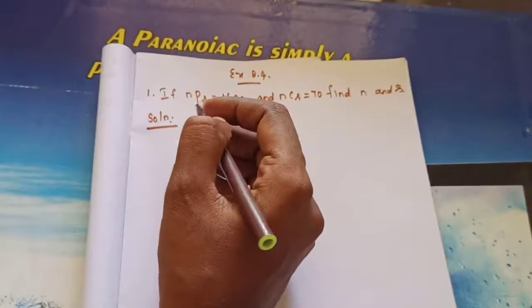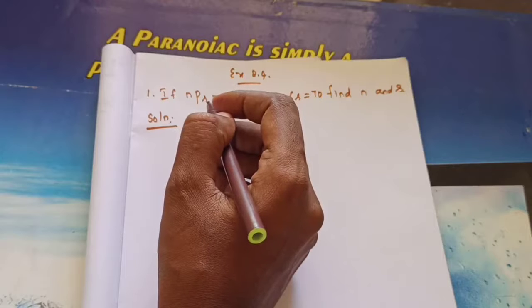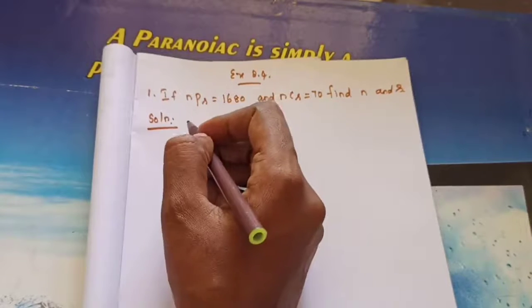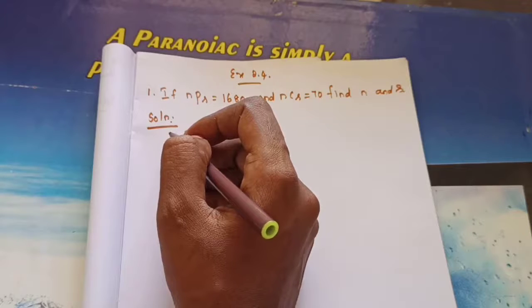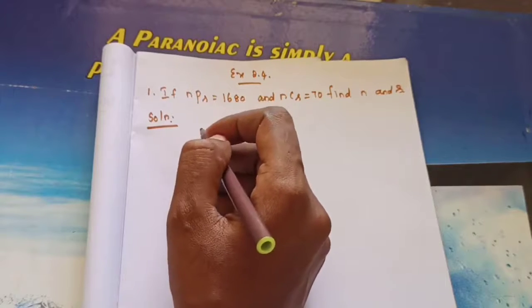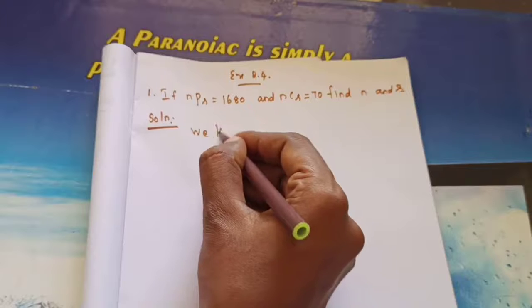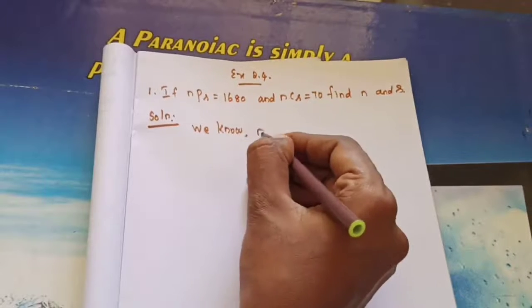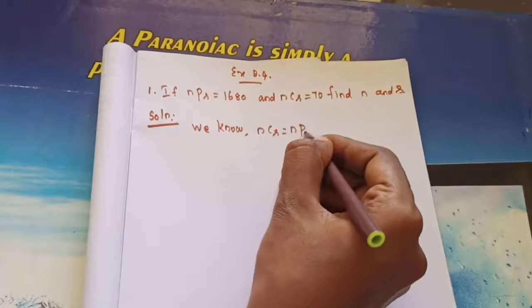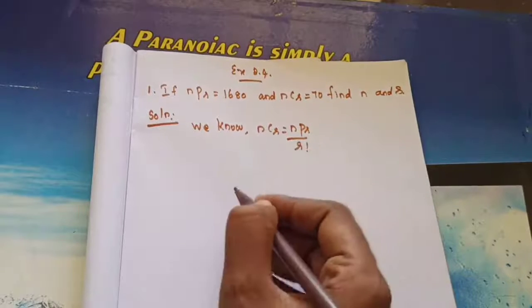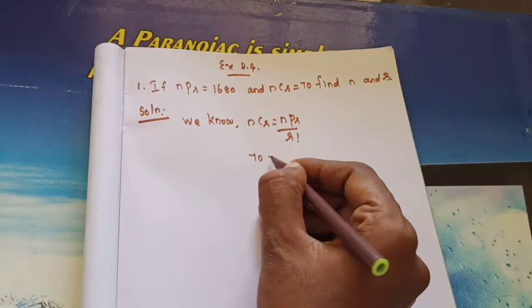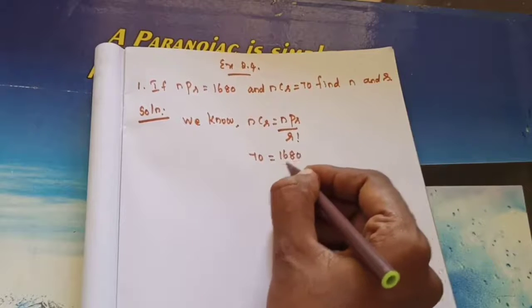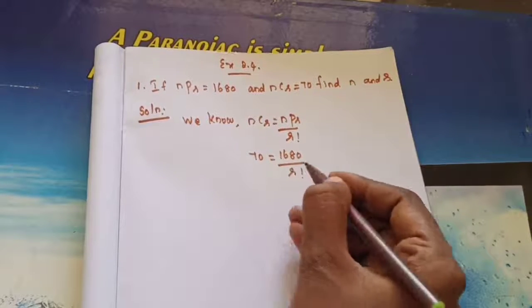So already in an earlier example, 2.27, is it right? It's the same as that model. But in that question we only needed to find the value of R. In this problem we need to find the value of N also. That's the only difference. So we know NCR is equal to NPR by R factorial. That's the same formula we'll use here. So NCR, what's the value given in the question? 70. NPR is 1680 divided by R factorial.